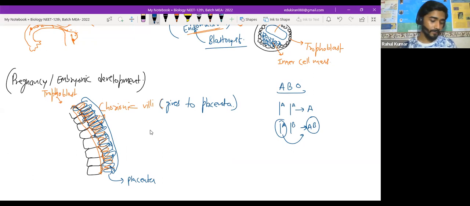So when a woman is pregnant, she is not only taking care of the nutritional and excretory needs of herself, but also of the baby which is developing inside.